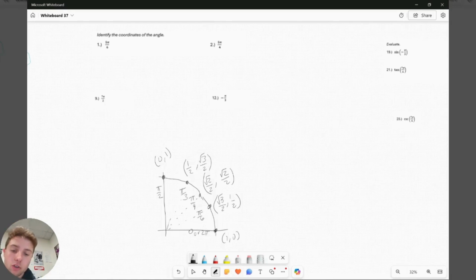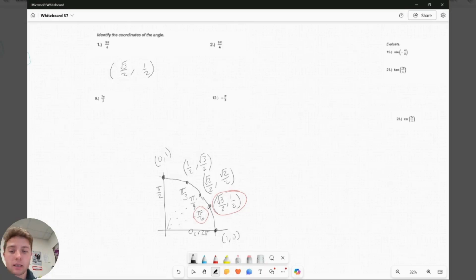So now that I have this drawn out, we want to be able to identify the coordinates of the angle. Well, when I look at number 1, it is 5 pi 6. I know because of pi 6, its coordinate must look something like this. So maybe I just start by writing that part down. I know it's at least going to have square root 3 over 2 and 1/2. I just need to know, where does it end? What quadrant is this angle in, so that I can determine then what the signs are.